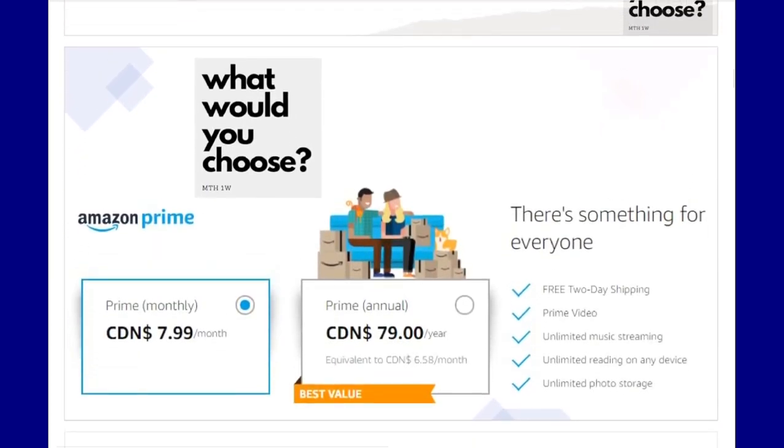What about Amazon Prime? Would you pay for it monthly, $8 a month? Or would you get the annual for $79 a year, which is equivalent to $6.58 per month? Which one would you choose?